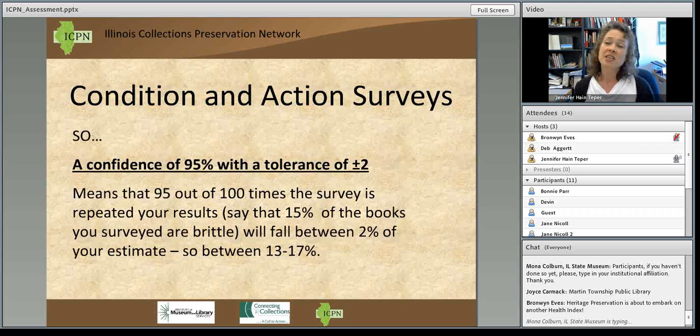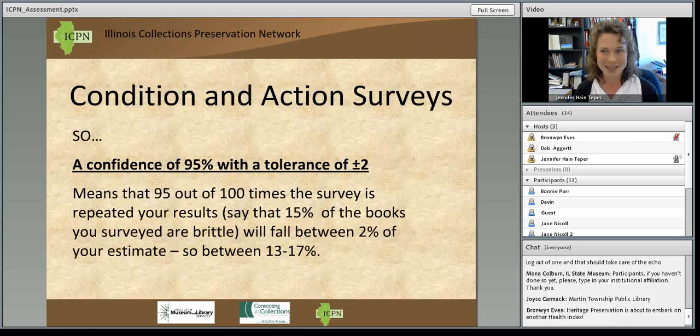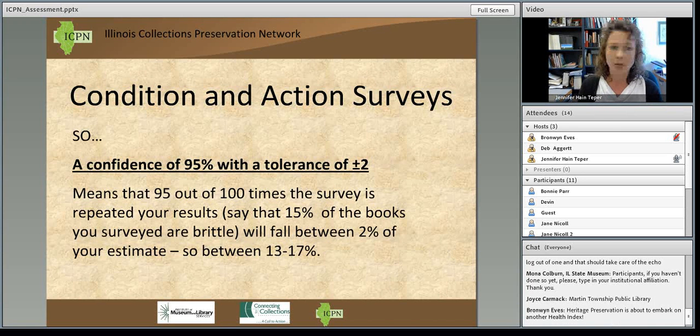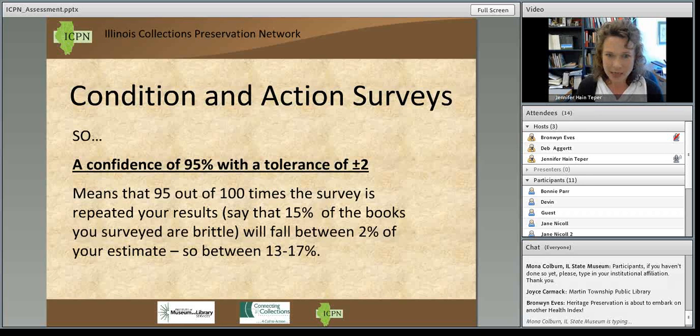So just to define that so people understand, and I said I'm not going to dwell on this, I just want to make sure that people are aware of this if you're going to embark on something. If you say you want a survey that is going to have a confidence of 95 with a tolerance of plus or minus 2, which is an exceedingly accurate survey, then what it means is that if you did that same survey on a random sample 100 times, 95 times that you did it, your sample would come back within that plus or minus 2 margin of error of the data that you collected, which is pretty darn good.